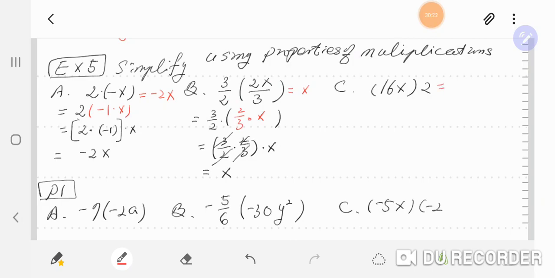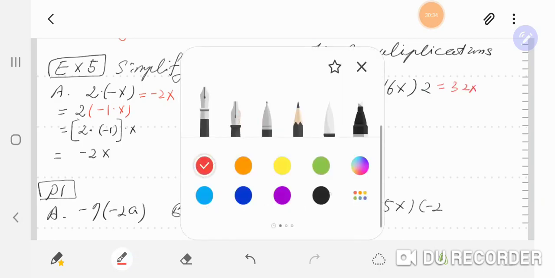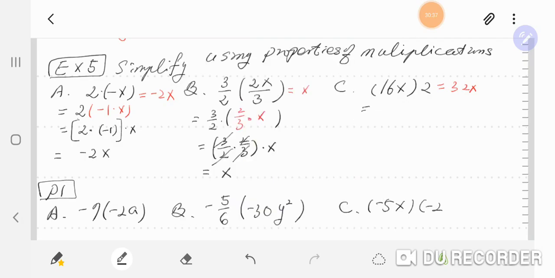Okay, how about this one? 3 numbers are multiplied, 16, x, and 2. So why don't we just multiply 16 and 2? So that's 32x. This is the answer. But if we use the properties, then this will be what? Using the commutative property, exchange 2 and this whole thing. So 2 times 16x. And then use the associative property, regrouping 2 times 16x. Then this is 32x.